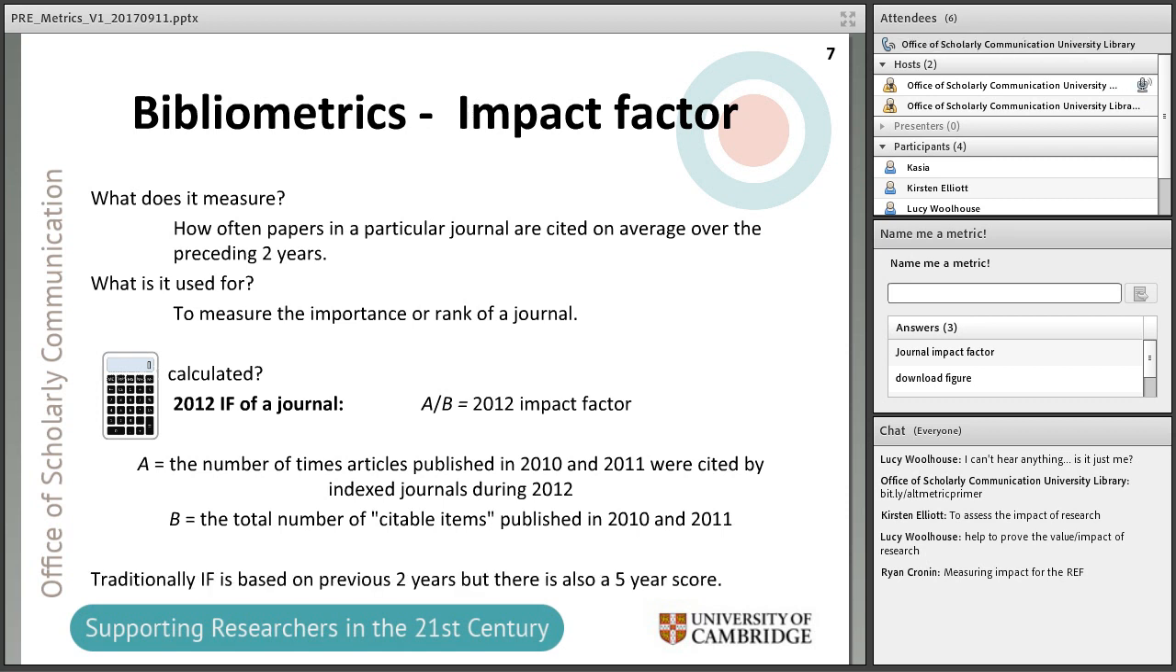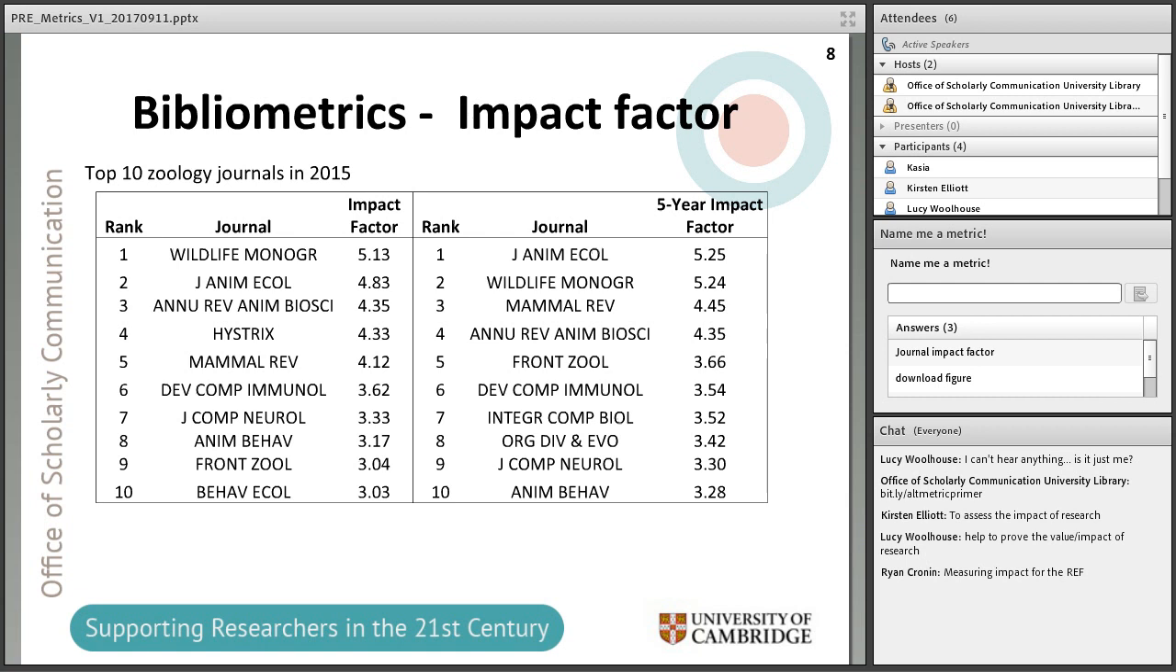Traditionally, it's based on a 2-year count. There's also a 5-year score, in recognition that some subjects take longer to cite papers than others. I'm just going to show you an example of different impact factor scores for zoology journals, the top 10 zoology journals in 2015. On the left-hand side is the 2-year impact factor, and on the right-hand side is the 5-year impact factor. You can actually see a few differences just by taking that different time frame into account.